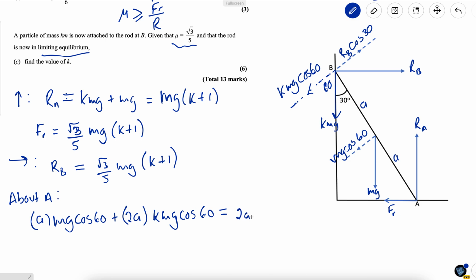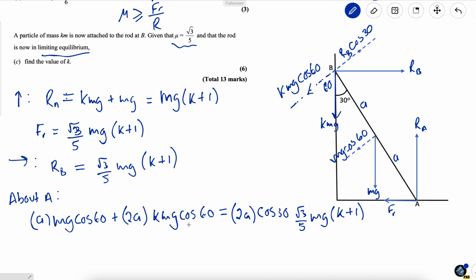So that's 2A and cos 30, and I'm going to put the RB in because I've found RB here. So root 3 over 5 mg multiplied by k plus 1. Now if you're in an exam, you might want to just put RB there because you get a mark for just putting the RB, whereas if you try to put the value in and it's not correct, then you could lose a mark.